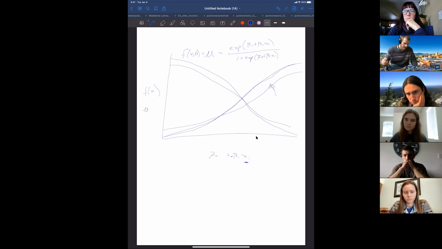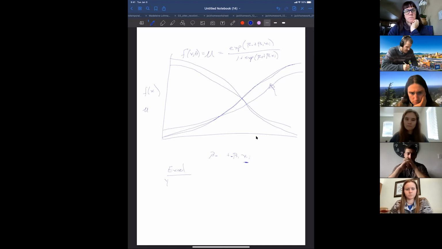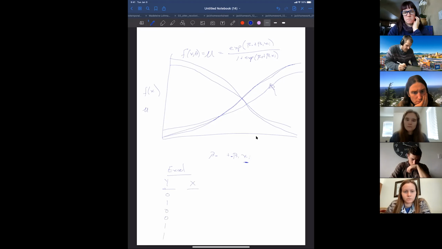x-axis. Yeah, that's right. So let's think about this in an Excel spreadsheet. We have a column for our data y and a column for our data x. We don't know what beta 0 and beta 1 are until we fit the model. But when we collect data, we have zeros and ones for our y's, and then we have some covariate of interest x. So our y's are going to look like zeros and ones. And our x's can be whatever they are, depending on what we think is related to x and y.